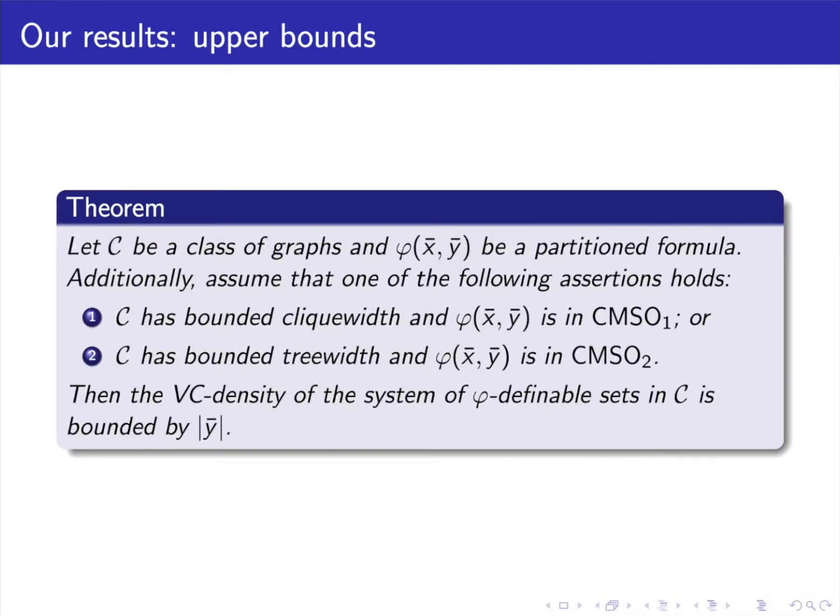All right, so let's move on to our results. We've shown basically what we wanted to show. If we have a class of graphs and a partition formula, then if this class has bounded clique width and the formula is in CMSO1, which is slightly more general than the previous related work result that I've shown you, although the generalization is somewhat straightforward, or if the class has bounded tree width and the formula is in CMSO2, then the VC density of the set systems defined by phi in the class is just bounded by the number of parameters of the formula phi. So again, we get this really nice, really simple and really powerful bound.